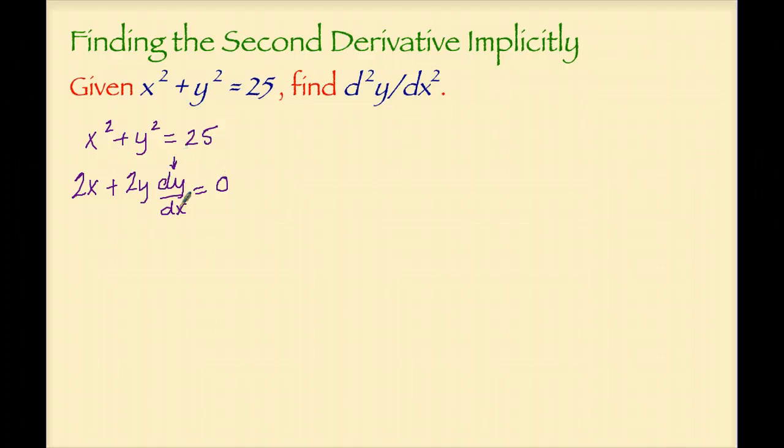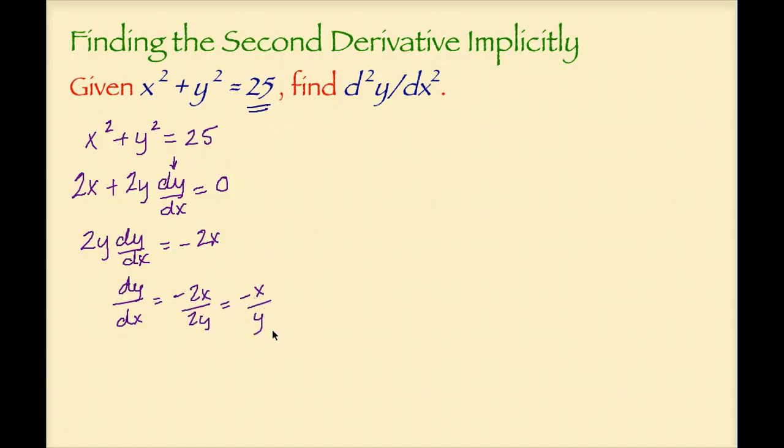Here is our one dy dx term. Let's move the other term over to the other side. 2y dy dx is equal to negative 2x. Dividing both sides by 2y gives us our first derivative, dy dx is equal to negative 2x over 2y, which reduces to negative x over y.